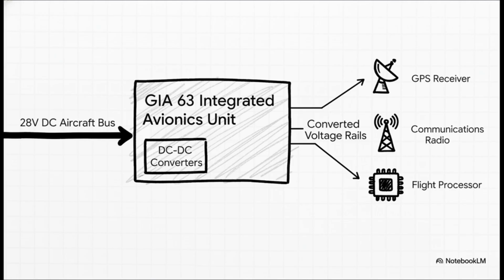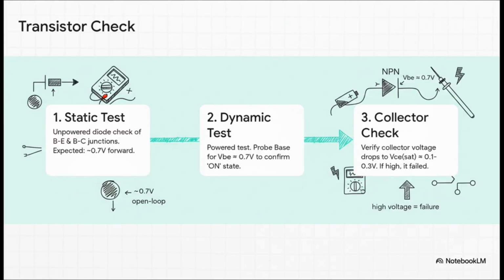It takes the main 28-volt DC bus from the aircraft, and then internally it uses these high-efficiency switching regulators to convert it down to the stable 3.3, 5, and 12-volt rails that it needs. Those rails power the GPS receiver, the VHF transceivers, the main flight guidance processor, everything. So a single failure in just one of those internal DC to DC converters can cascade into a total loss of both your navigation and communication capabilities. It's a critical point of failure.